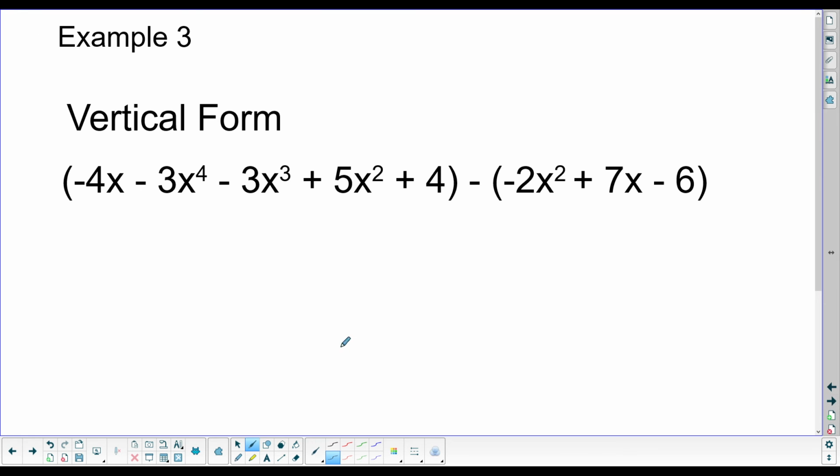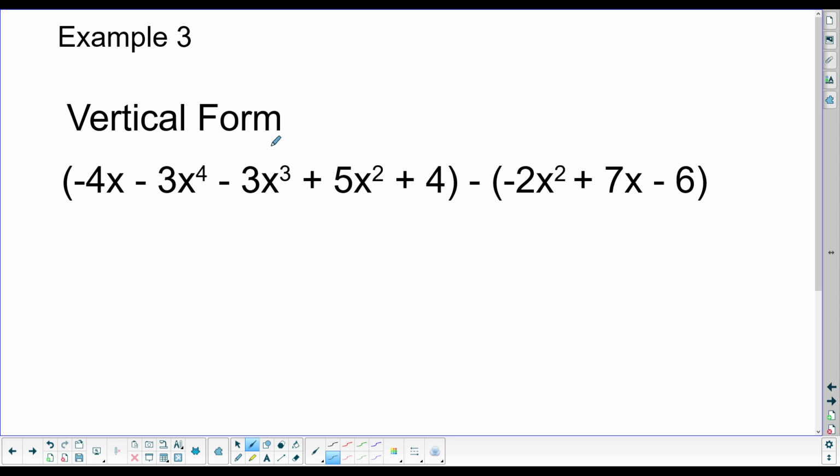Okay, here's another one. This is saying vertical form. In general, it doesn't matter, right? Pick whatever way makes the most sense to you. Some people prefer to line things up vertically. Some people prefer to just list them out horizontally. But you do want to show your work.